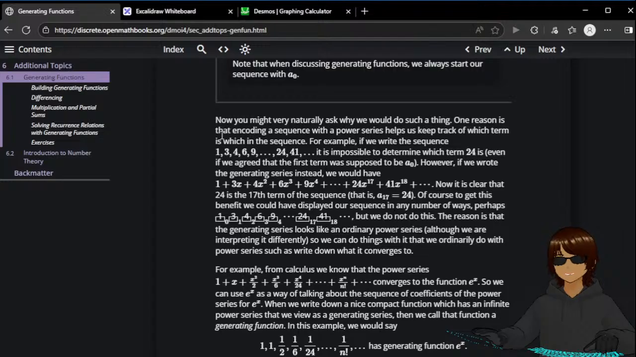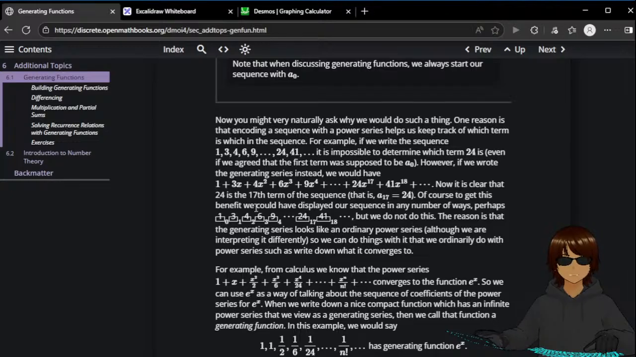Now you might very naturally ask why we would do such a thing. One reason is that encoding a sequence with a power series helps us keep track of which term is which in the sequence. For example, if we write the sequence 1, 3, 4, 6, 9, 24, 41, it's not possible to determine which term 24 is, if we agreed that the first term was supposed to be A0. However, if we wrote the generating series instead, we would have 1 plus 3x plus 4x squared plus 6x cubed. Now it is clear that the 24 is the 17th term of the sequence.